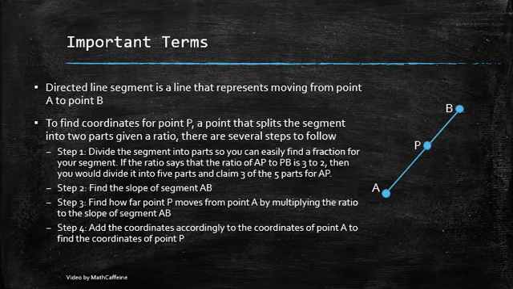Step 3 is to find how far point P is from point A. The first thing you would need to do is use the fraction you found in step 1 and multiply it by the rise and the run of the slope of segment AB. Make sure to keep them separate. Then add the final answer of the run to the x-coordinate of point A and add the final answer of the rise to the y-coordinate of point A. These new coordinates are the coordinates of point P.